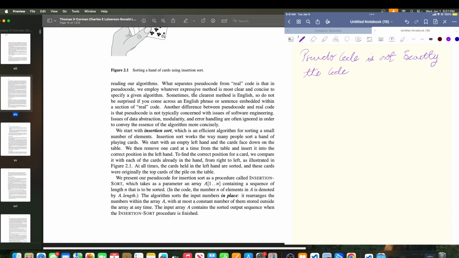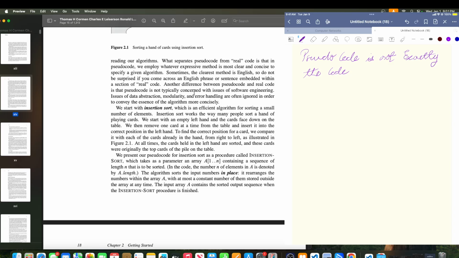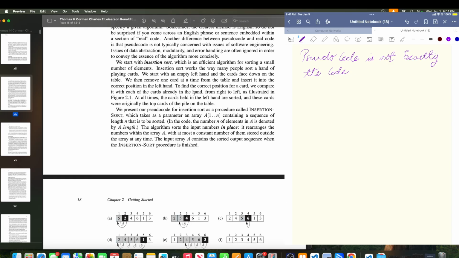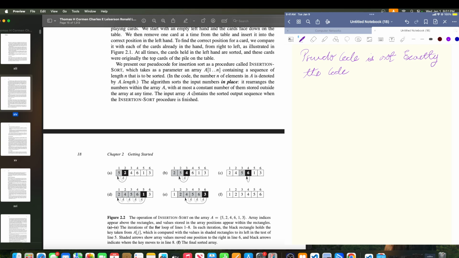Insertion sort takes as input a sequence of numbers. The algorithm sorts the input numbers in place. It rearranges the numbers. So let's see how it works. Let's have an array. Always remember a number by itself is always sorted, because there is nothing to compare it to.